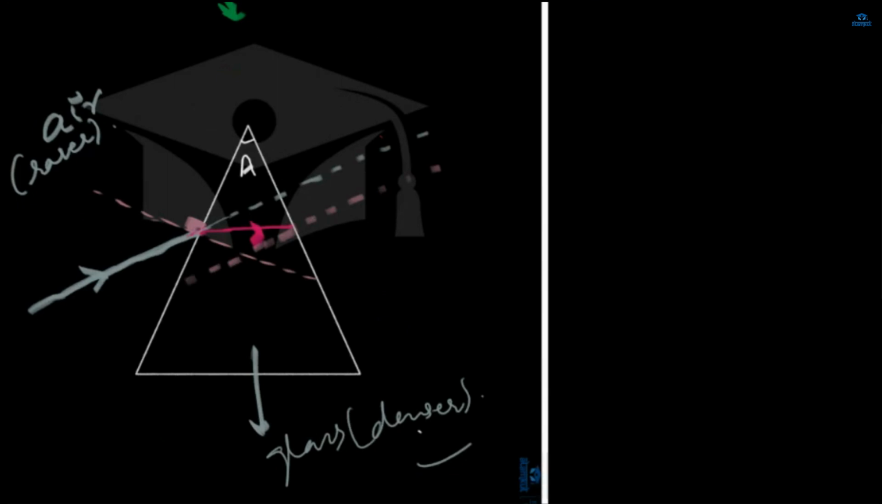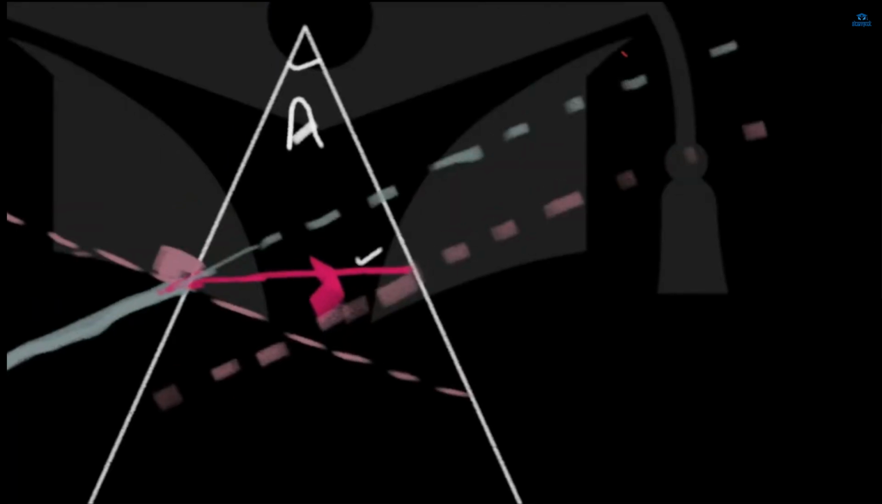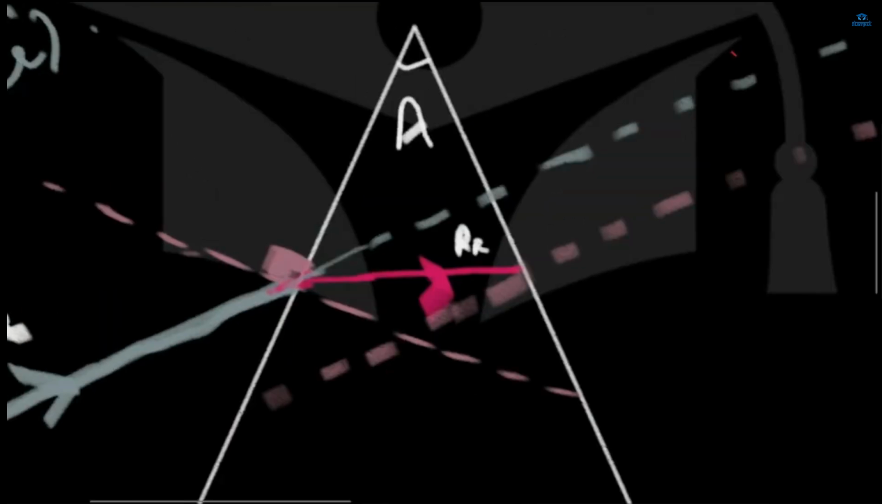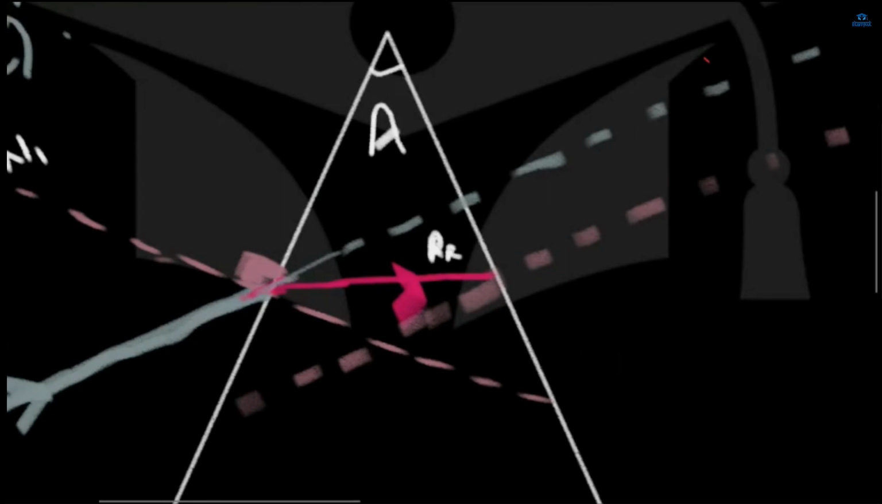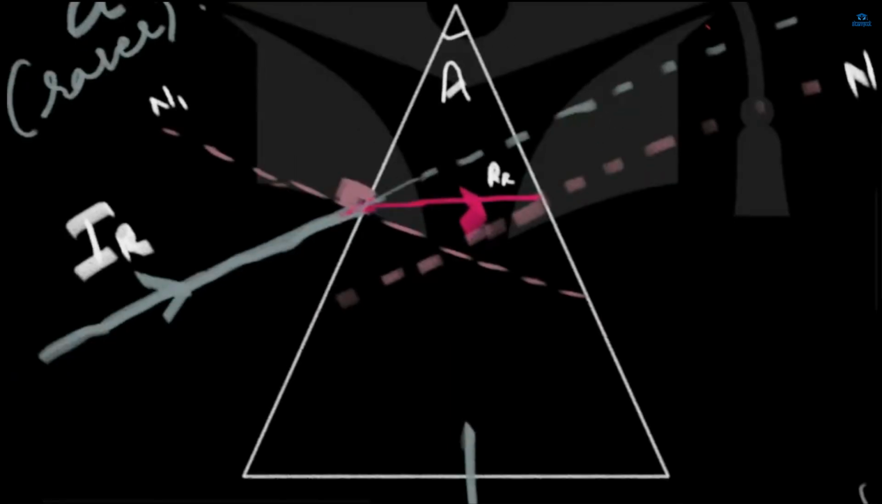Now we haven't named this yet. The name of this ray is what? Incident ray. It's the same as that of the glass slab. This is our incident ray. This is our what ray? Refracted ray. So this will be called RR. Okay, refracted ray. Fine. And what else? This is our normal. So we can write it like this: N1 and N2. Okay, N1 and N2. And one more thing we skipped.